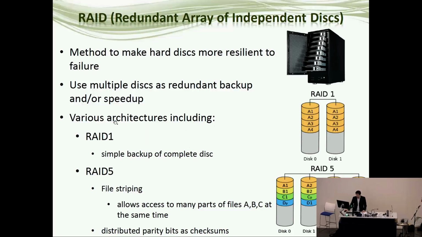Lots of standards have been proposed. The main two you will come across are called RAID 1 and RAID 5. RAID 1 is simply making a complete backup of your disk. You put the same pieces of data, A1, A2, A3, A4, in the same places on 2 or more redundant disks, so that if this disk fails, you can go and look for it on the second disk.